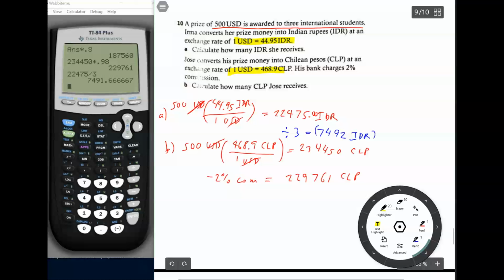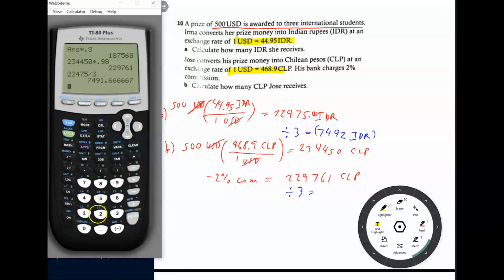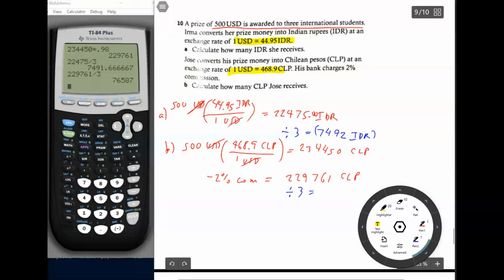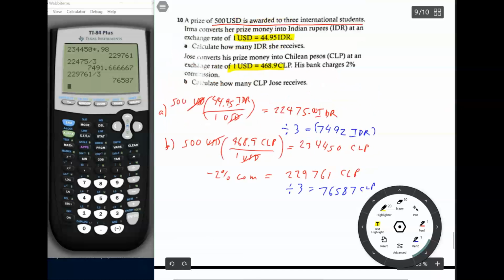Then for this one, I divide 229,761 by 3, which gives 76,587 Chilean pesos. That's if they divide among 3 people. I think it's kind of weird that they never even mention the third person. They just talk about the Indian person and the Chilean person, and there's no other person, which is odd.